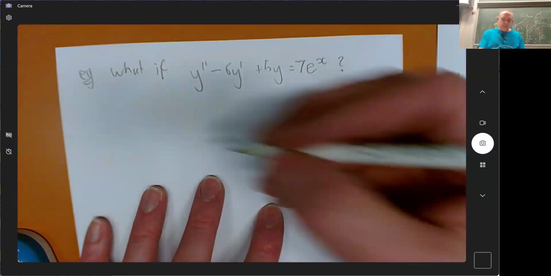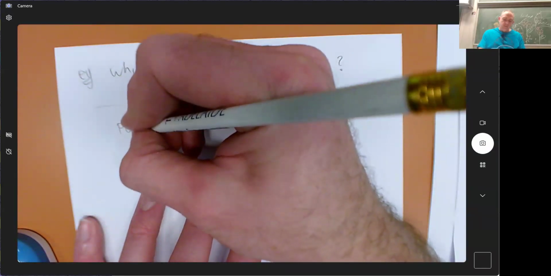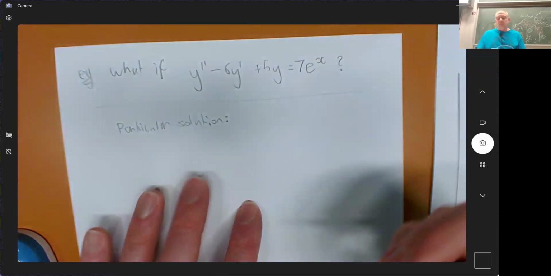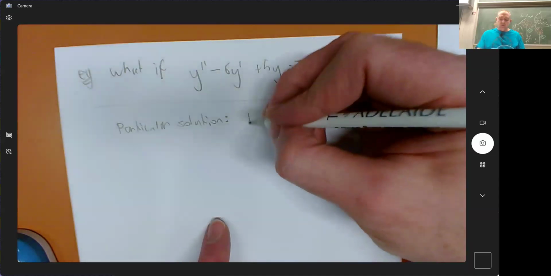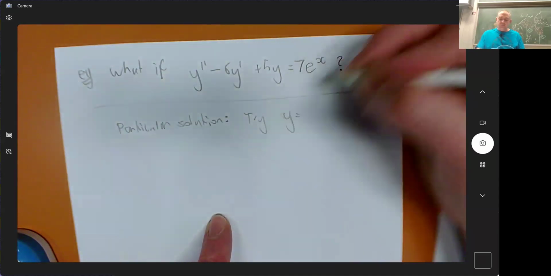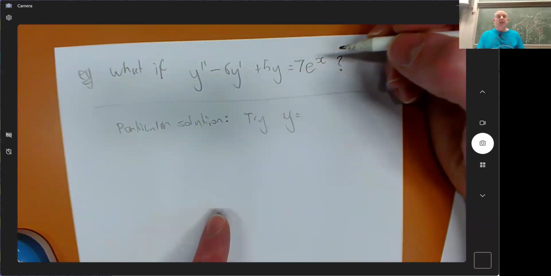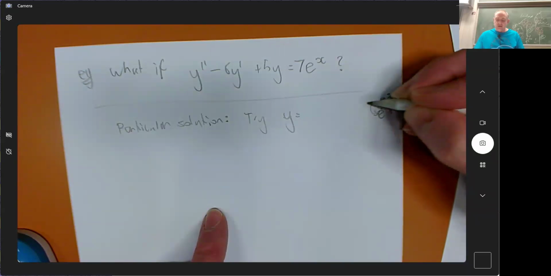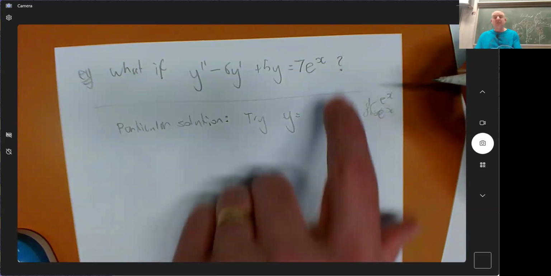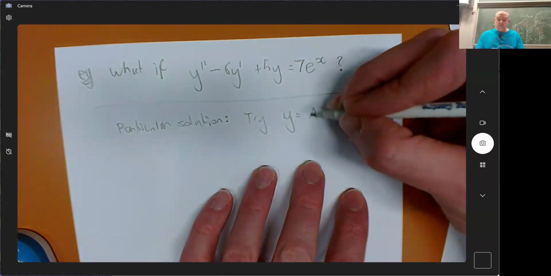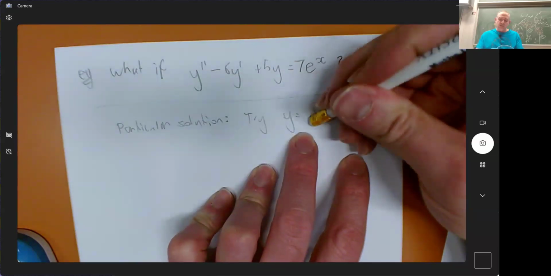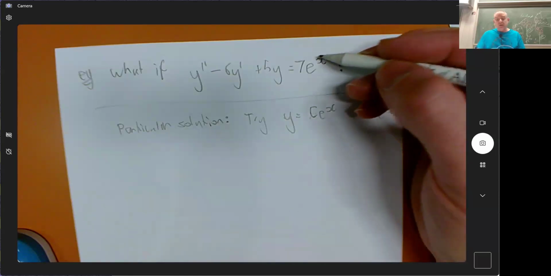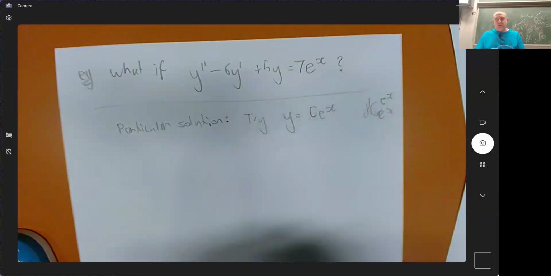So here's the thing. With the particular solution, I would try y equals this thing and any of its derivatives. But let me just think about this. The derivative of e to the x is still e to the x. And so I just have to have this, that's all. So I'll try something, maybe not an a because I already used a. Try this. That's what I would try. It looks like this thing, but it has a different constant.